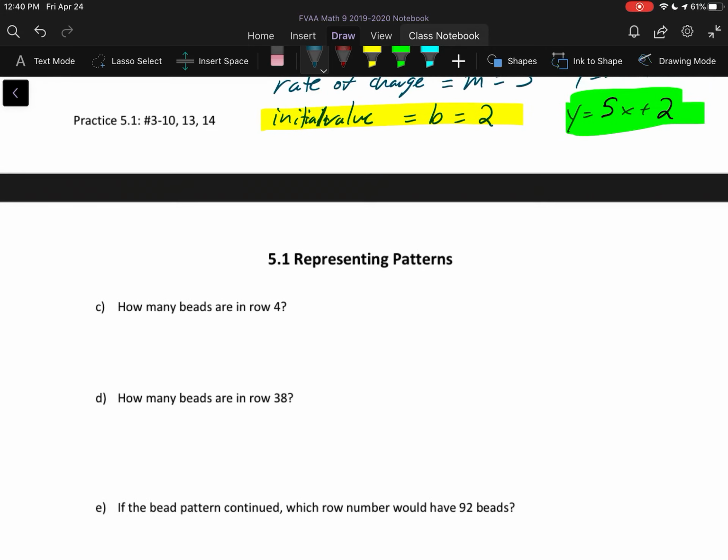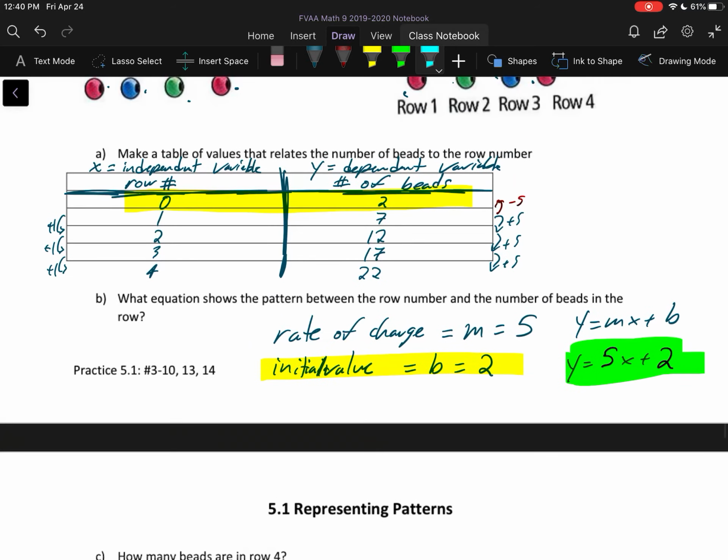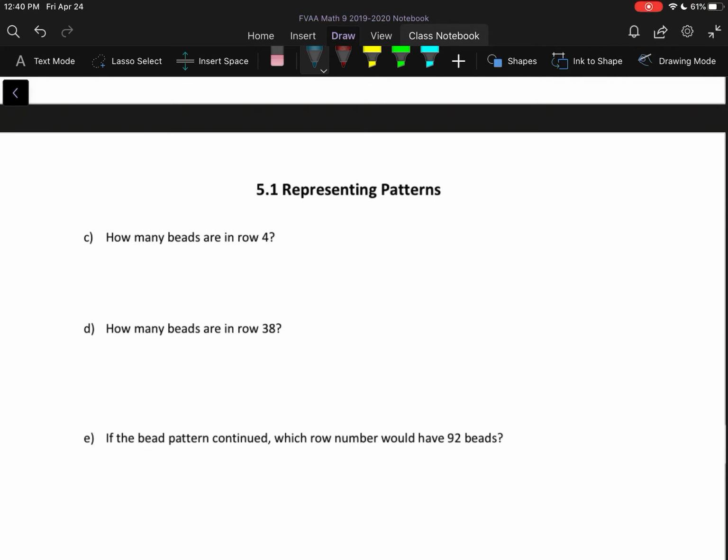How many beads are in row number 4? Well, we don't really need this equation to solve for this because we already know that in row number 4, we have 22 beads. Okay, so no equation here. 22 beads. Okay, make sure you put your units. Don't just put 22. It's not 22 orangutans. It's not $22. It's 22 beads. Okay, you want to be specific in your units. It's not 22 meters or 22 seconds.